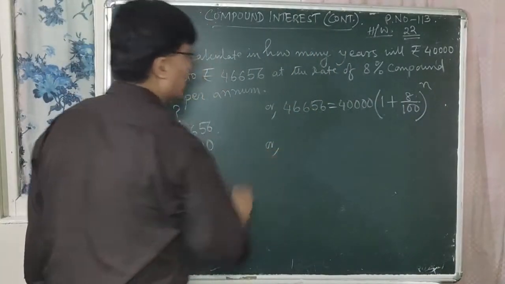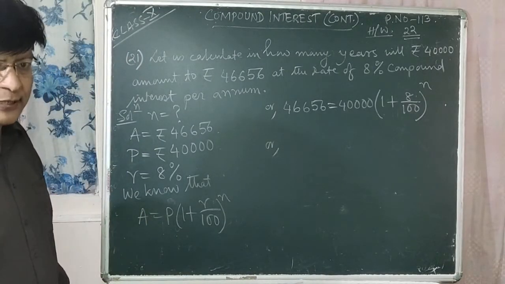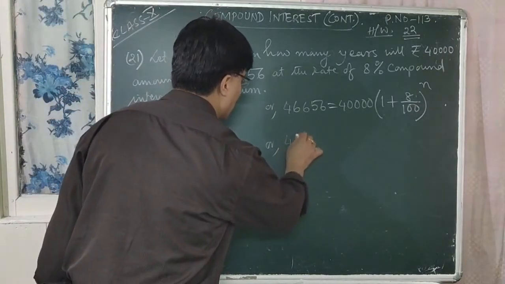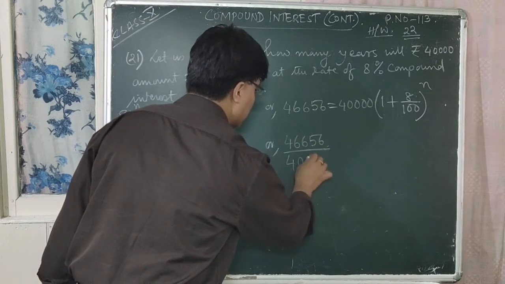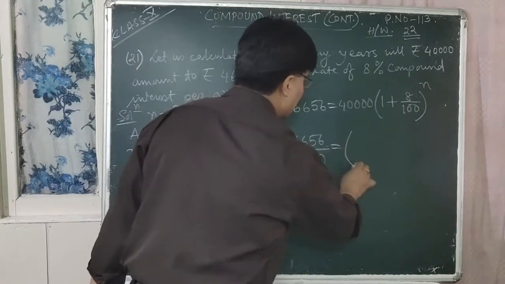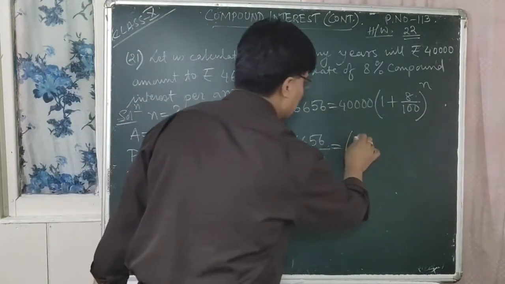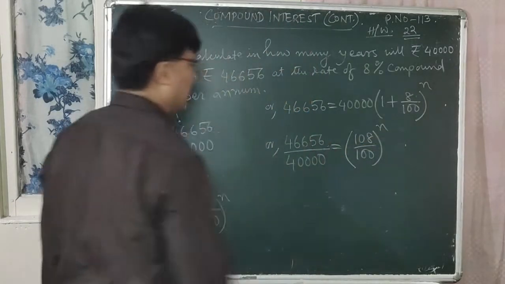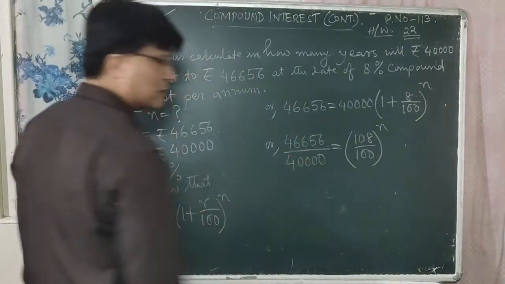So now let us solve it. 40,000, take it to the left hand side. So on the left hand side, it goes to the denominator. 46656 divided by 40,000, right, is equal to, now we can add them. 100 ones are 100 plus 8. That is 108 divided by 100 whole to the power n, right? So now let us simplify it.